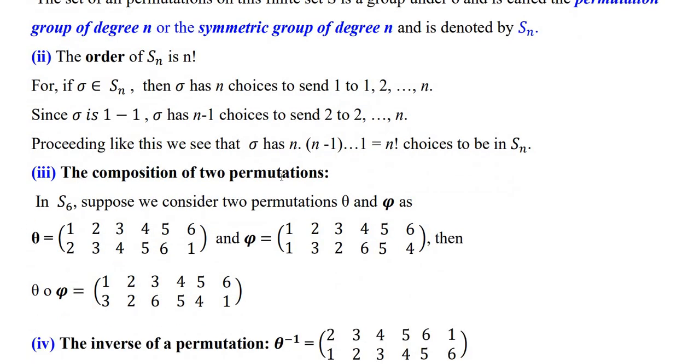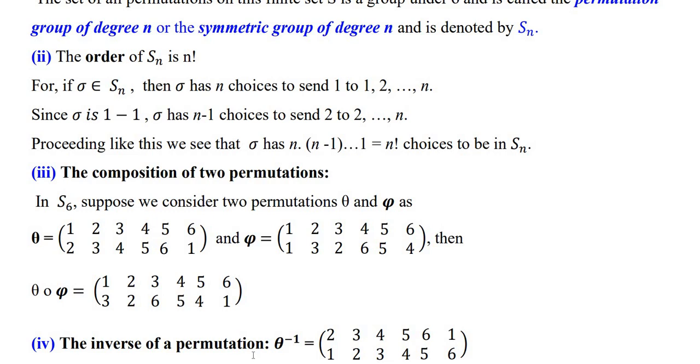Now how can we find the composition of two permutations? In S6, for example, suppose we consider the two permutations theta and phi given by this. Now theta composition phi is calculated in this way. 1 is taken to 2 and here 2 is taken to 3. So 1 is taken to 3. And we have 2 taken to 3. There 3 taken to 2. So you have 2 taken to 2.